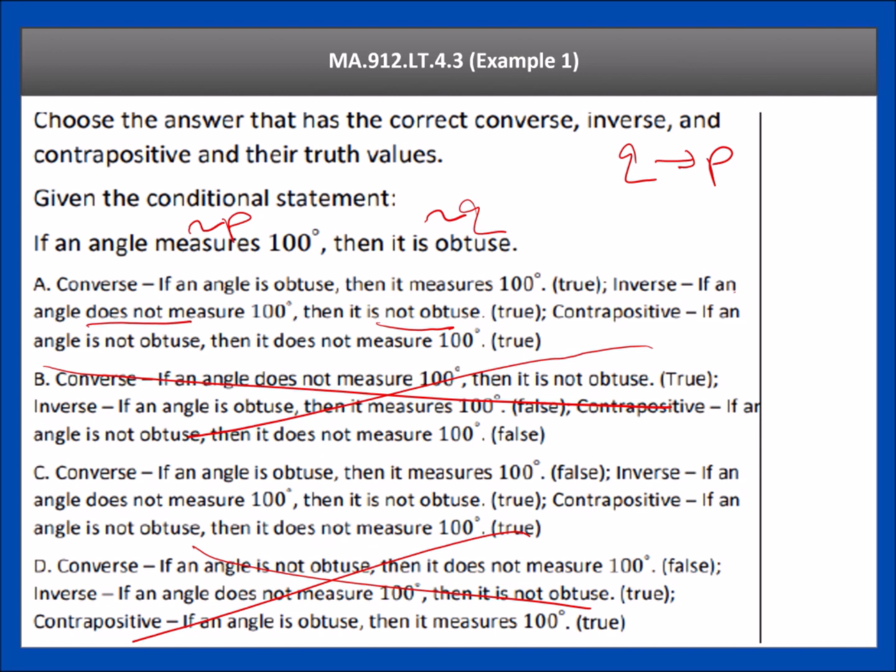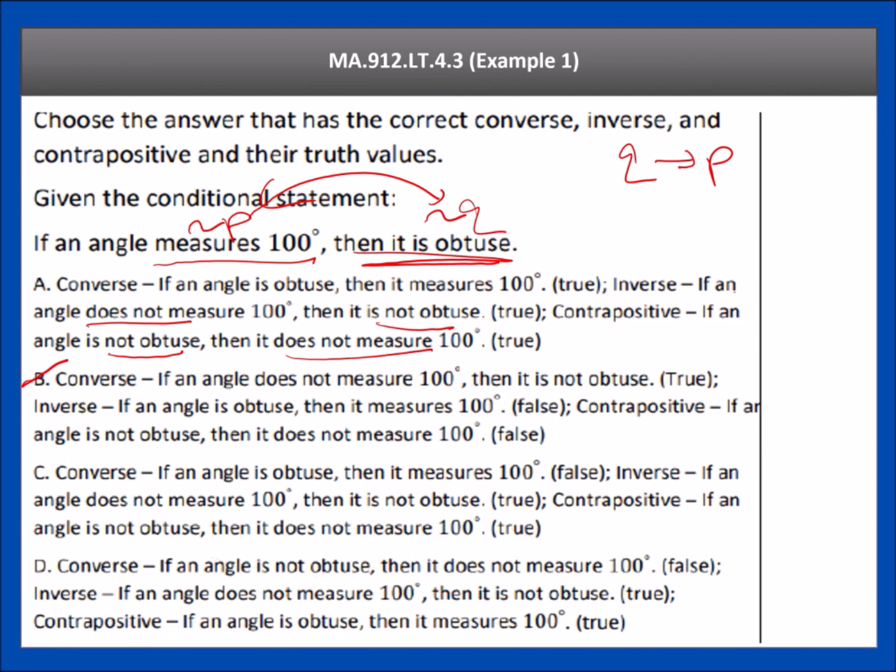The contrapositive is we do this, but then we switch it, right? So if it is not obtuse, then it does not measure 100 degrees. So contrapositive, if an angle is not obtuse, then it does not measure 100. So it's between A and C, essentially. We cross out B and D. However, we need to determine whether it's true or false.